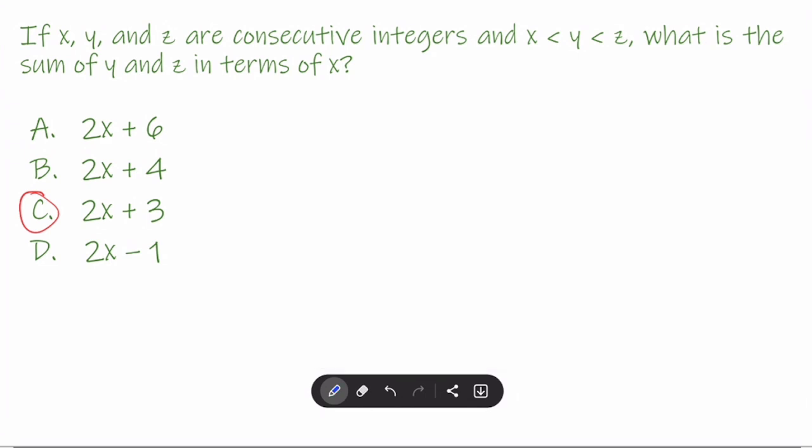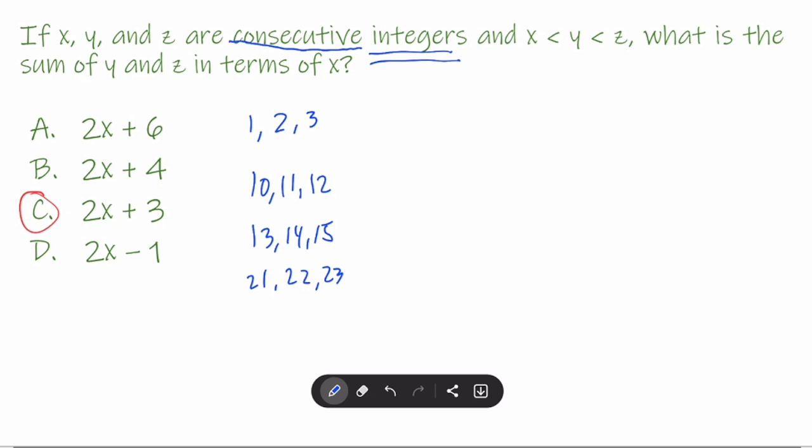Let's first analyze the problem. It says that there are consecutive integers. If you say consecutive, it means they're next to each other, like 1, 2, and 3, like 10, 11, 12, 13, 14, 15, and so on. Let's say 21, 22, 23, as long as they are next to each other. Another given is that these are integers, consecutive integers.